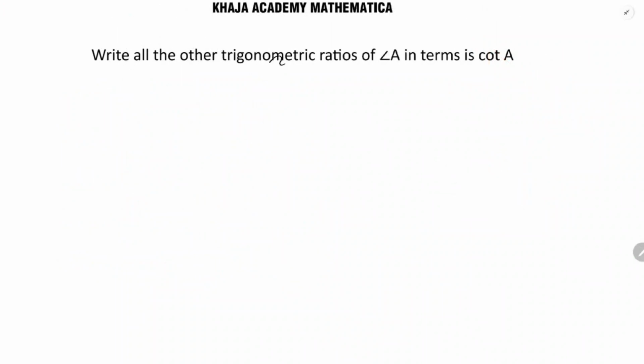Write all the other trigonometric ratios of angle A in terms of cot A. So here I'll solve this problem by using Pythagoras theorem. So let cot A, I'll consider it as k, and I'll write k by 1. Cot theta ratio is adjacent by opposite.